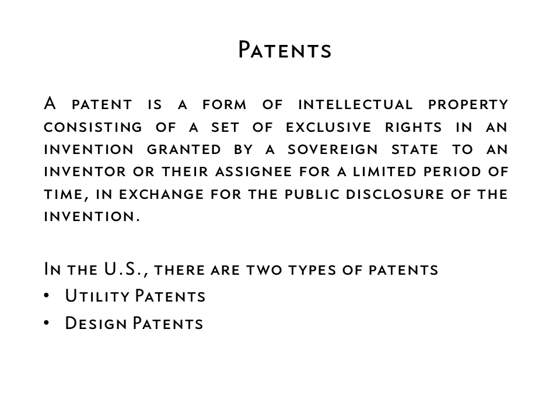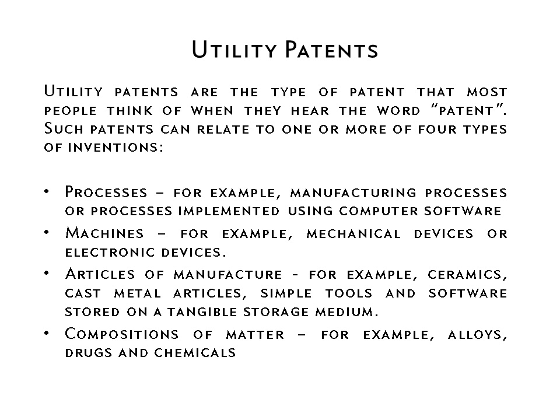Patents. A patent is a form of intellectual property consisting of a set of exclusive rights in an invention granted by a sovereign state to an inventor or their assignee for a limited period of time in exchange for public disclosure of the invention. In the U.S., there are two types of patents: utility patents and design patents. Utility patents are the type of patent that most people think of when they hear the word patent.